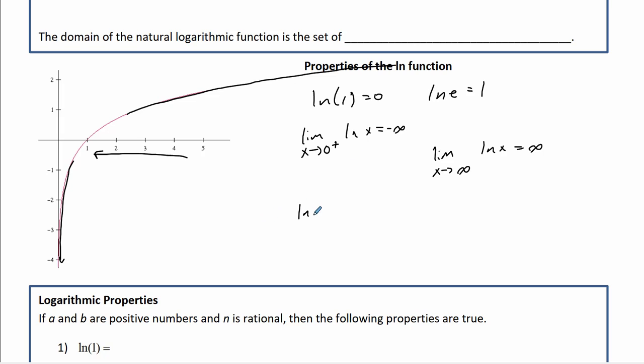So the ln of x we know is always increasing, which is hopefully explained just by looking at the graph. And the ln of x is always concave down on the whole function. Now that's the ln of x, right? If we have ln of x minus 7 or x squared, that could potentially change. So this is just for ln of x.